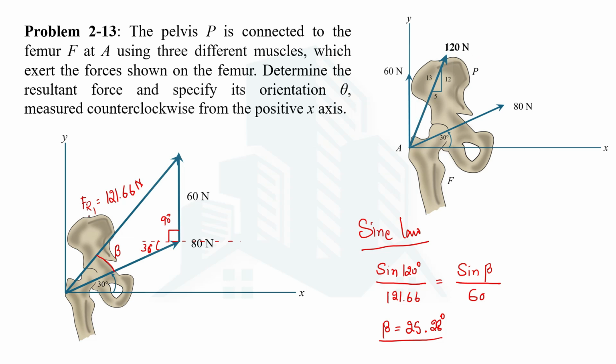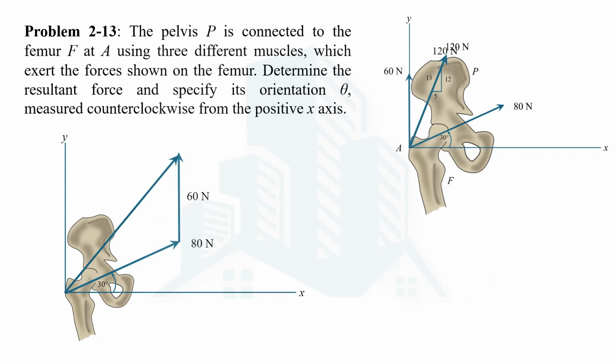And using this FR1 and 120 Newton force, we can determine their resultant. That resultant will be the total resultant of these three forces. And then we can determine the orientation of that resultant force as well. So let's go for that.